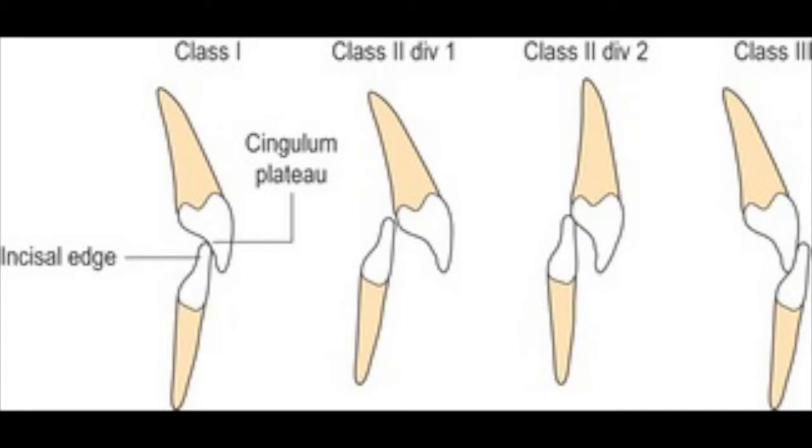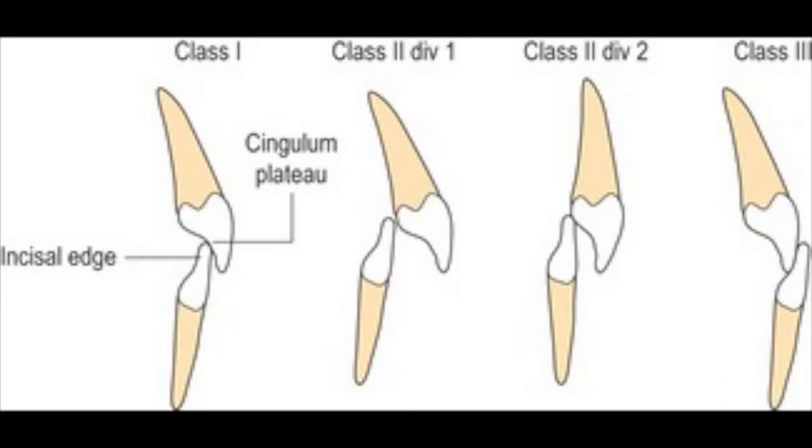For class 2, there are 2 different divisions. So there's division 1 and division 2. A class 2 division 1 incisor relationship is when the maxillary anterior teeth are proclined and there's an increased overjet. So there's an overjet with proclination. Now, a class 2 division 2 incisor relationship is where the maxillary anterior teeth are retroclined and a deep overbite exists. So you're going to have an increased overbite because the incisal edges of the mandibular teeth aren't biting on the cingulum of the maxillary teeth. You've got this increased overbite.